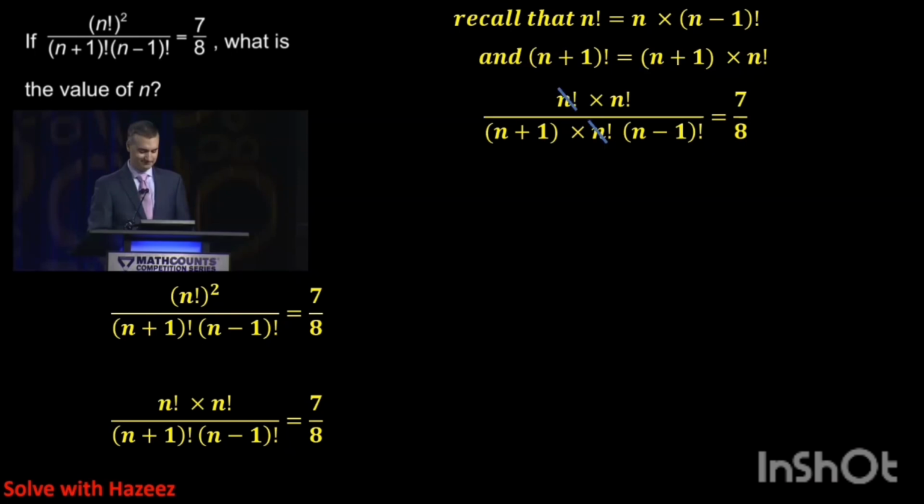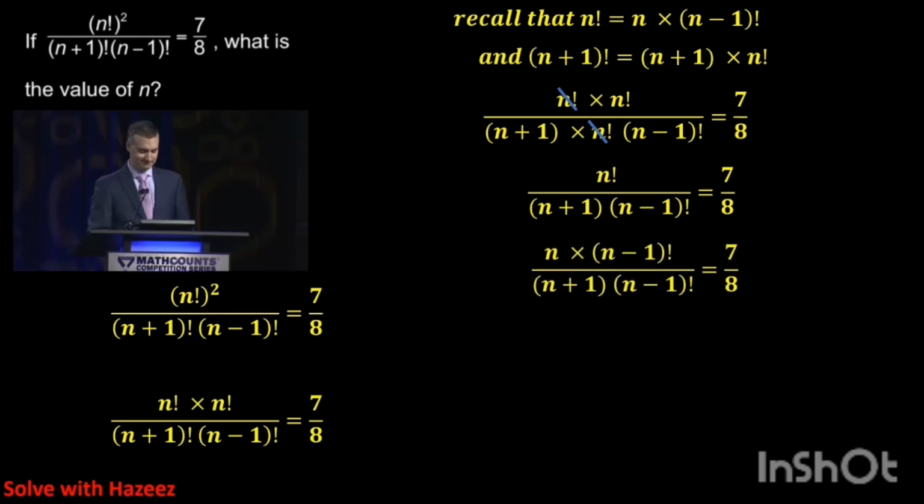So by simplifying this, n factorial will cancel out n factorial at the denominator. So we are going to be having n factorial all over n plus 1 multiplied by n minus 1 factorial is equal to 7 over 8. So simplifying further as well, we are going to be having n multiplied by n minus 1 factorial.